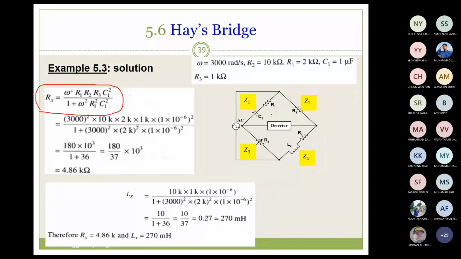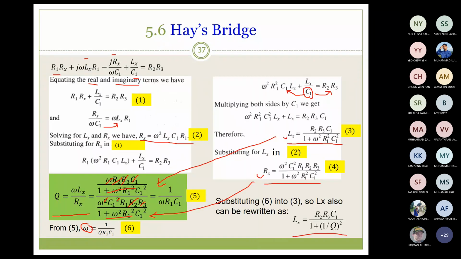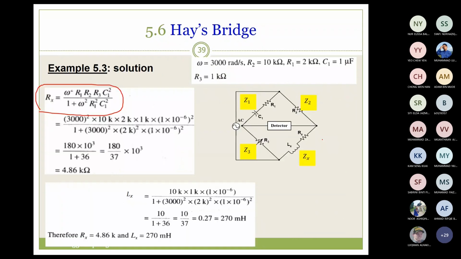So to find that, you can use the equation for the Rx and then the equation for the Lx. The equation for the Lx is this one. This one needs to be remembered. For the Rx, you just put in the values, and you can find the value of Rx and the value for Lx. Therefore the Rx is 4.86 kilo ohm, while the Lx is 270 millihenry.